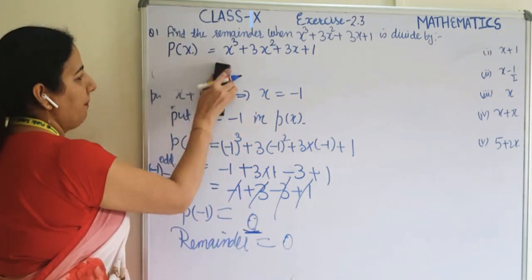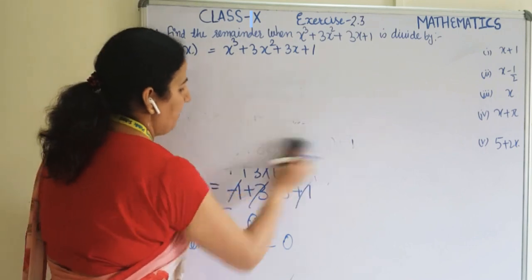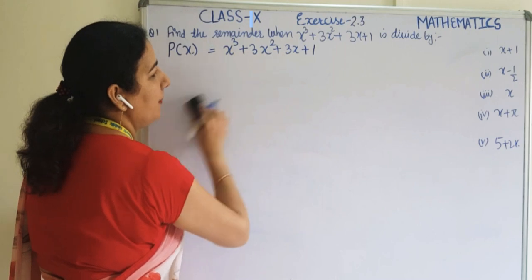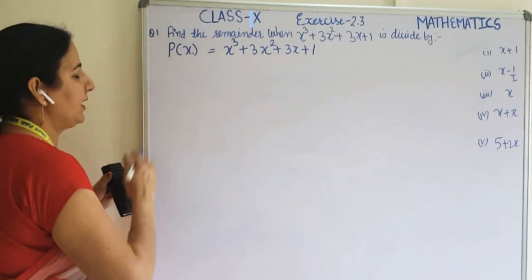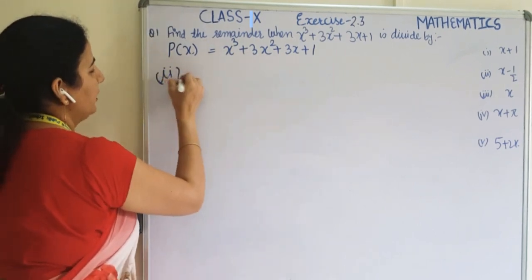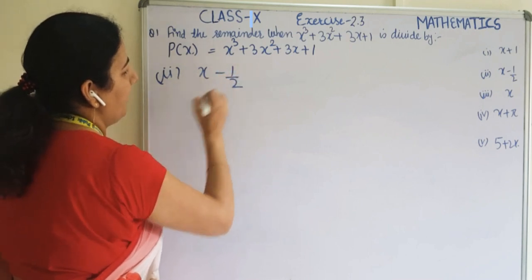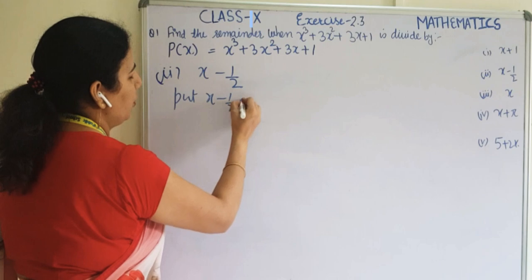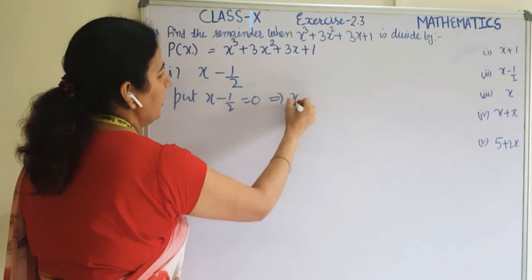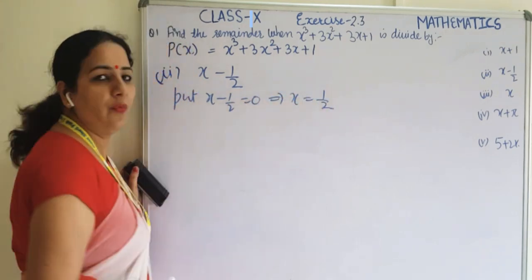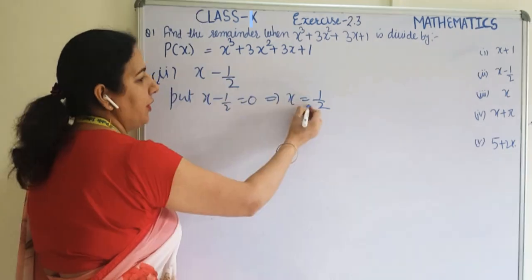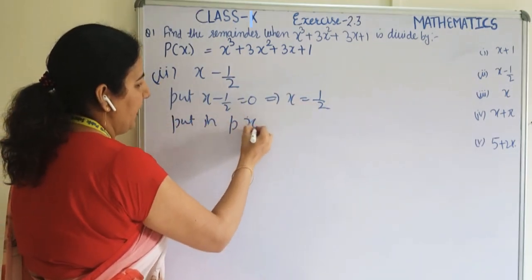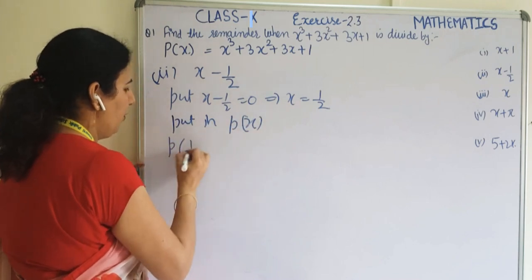Let me take now part number 2. Part number 2 is what will be the answer when you divide by x minus 1 upon 2. So first of all, put x minus 1 upon 2 equal to 0. This implies x is equal to 1 by 2. Now x equals 1 by 2, put in p(x). Then p(x) will be p(1 by 2).